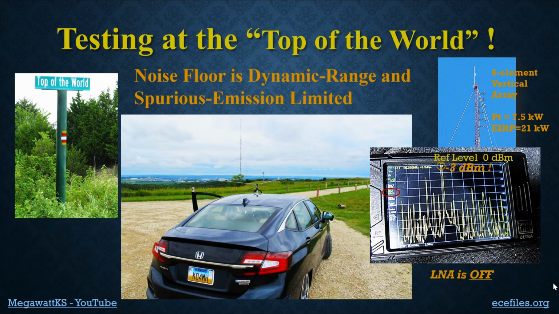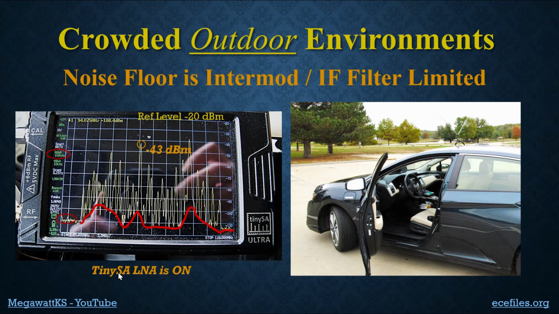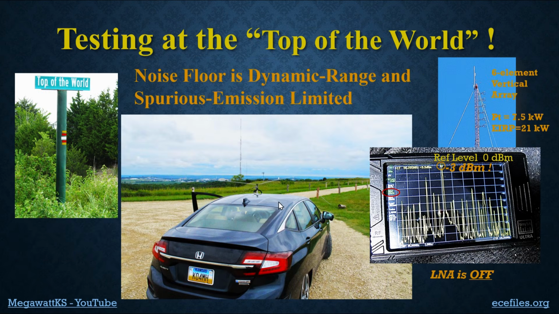Here we are back at top of the world. Oh, by the way, the low noise amplifier in the tiny SA spectrum analyzer was on in this shot. That's why we should be able to receive signals down to about minus 120 dBm, based on stuff we discussed in episode 2, where we talked about signal to noise ratio, noise figure, and receiver sensitivity. Here, I had to turn the LNA off because if it's on, the strong signals up here at top of the world just blow away the front end, the low noise amplifier of this tiny SA. So the LNA is turned off in this shot.